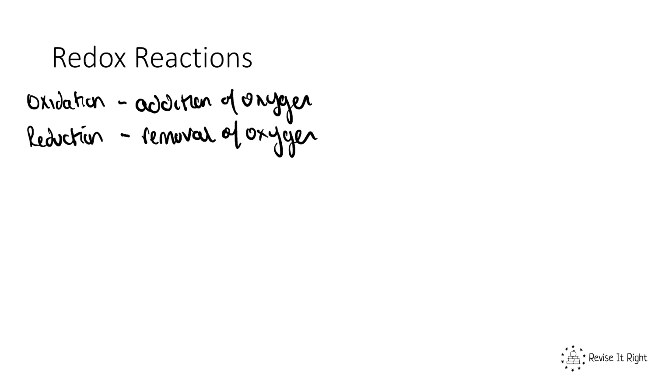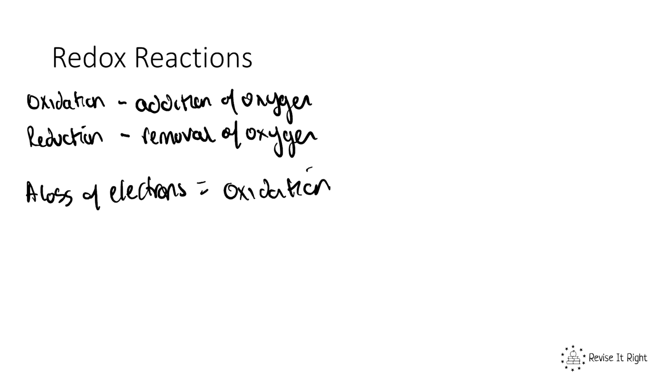So if an atom loses electrons, a loss of electrons is equal to oxidation. So when we talk about oxidation in terms of electrons, we're talking about a loss of electrons. Whereas a gain of electrons is reduction.